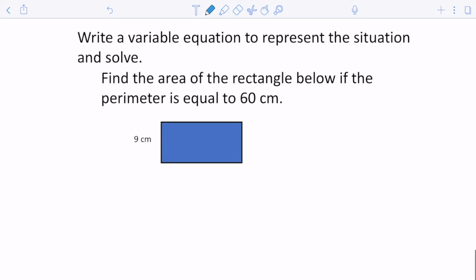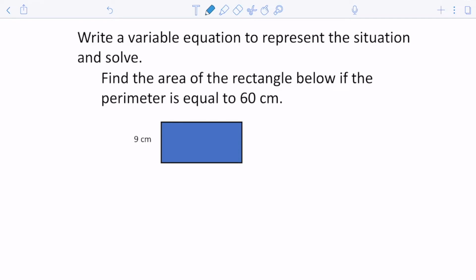All right, so this is a kind of a more challenging problem. So another time you can kind of pause and try to see if you could figure this out. Find the area of the rectangle below if the perimeter is equal to 60 centimeters. That's another given. All right, so go ahead and pause, try it out, see if you can figure it out before resuming.